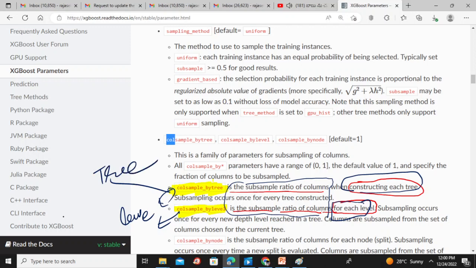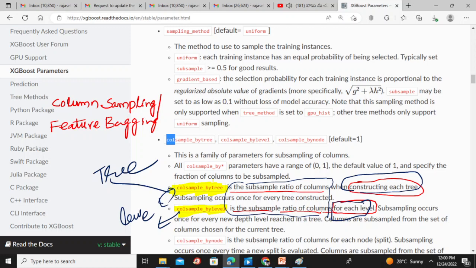The most important thing is colsample_bytree. When you are constructing each tree, do you want to only look at a sample of columns, which is equivalent to column sampling, or I can say feature bagging? That's what it says. Of course, the default value is 1, but you can reduce it.